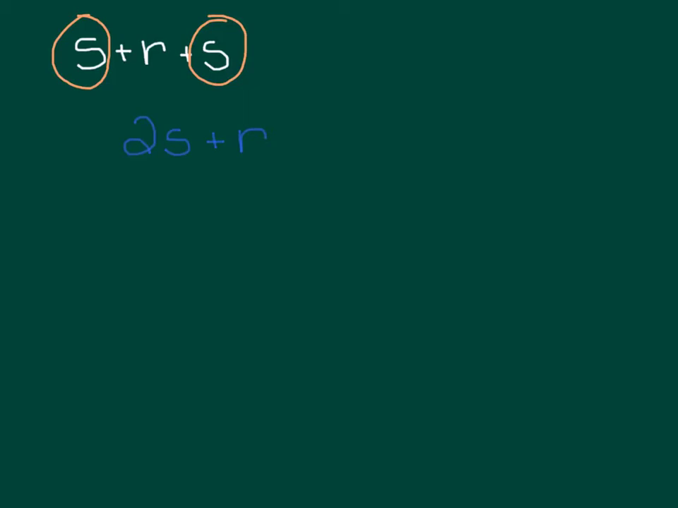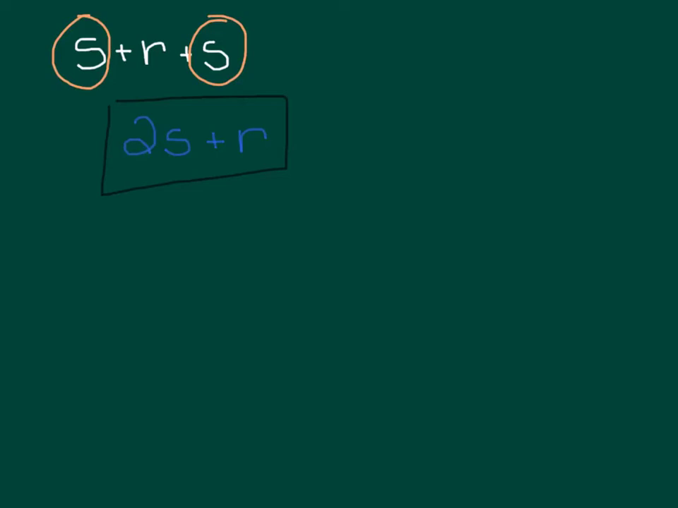So can you see that right now the expression 2s plus r is equivalent to s plus r plus s? This is useful when we want to combine terms together and make a simpler expression, but one that's still equivalent. Let's look at another example on how we might use something similar to combining like terms.